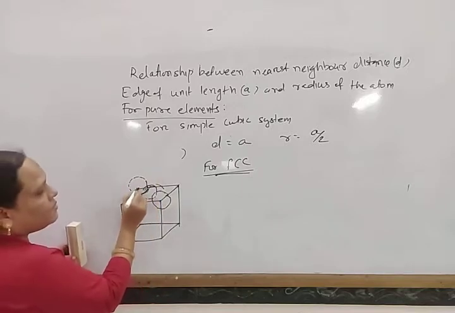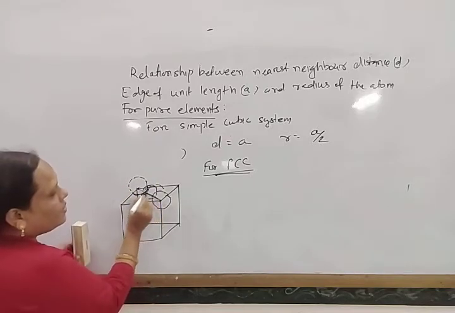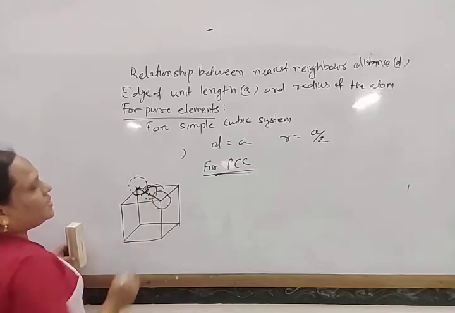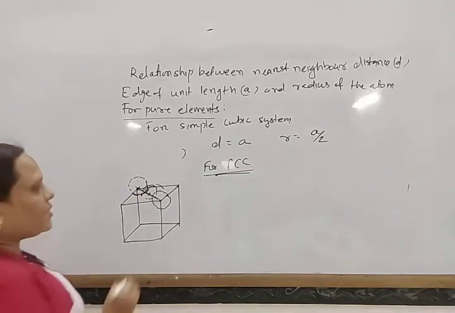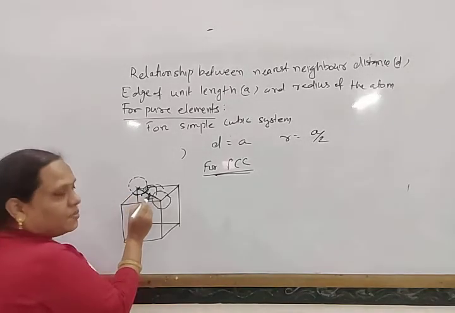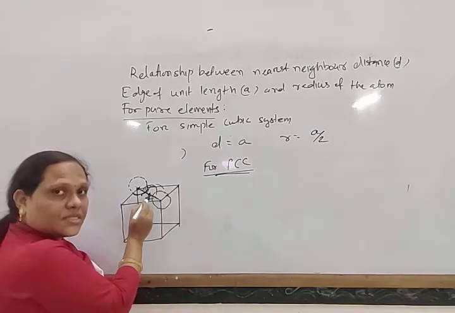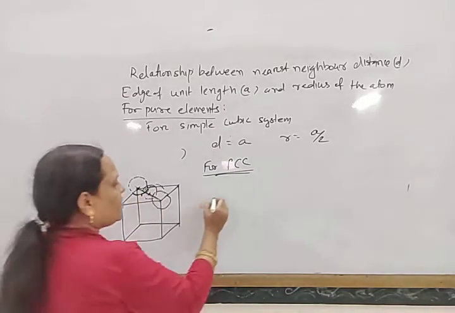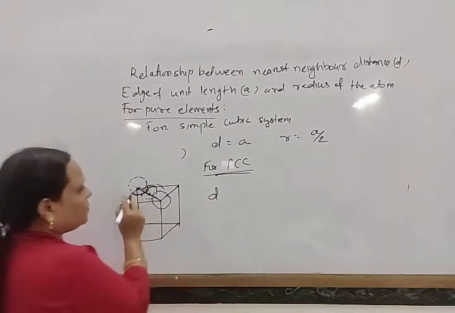So what is the distance from here to here? Half of the distance between these two is known as the nearest neighbor. Half of the distance from the center of one atom to the center of another atom is known as the nearest neighbor. And what is this value? So this value equals D.